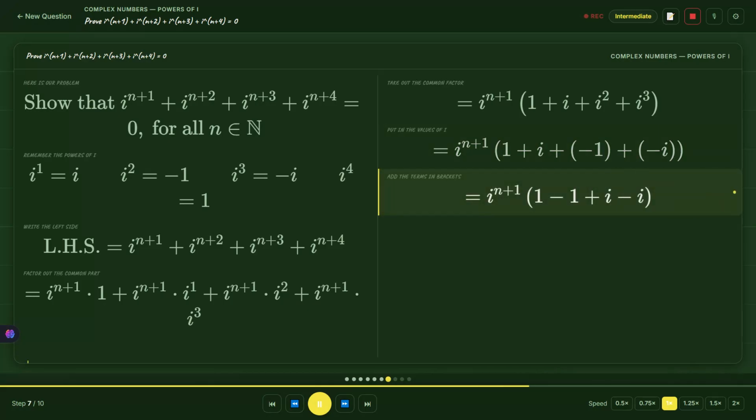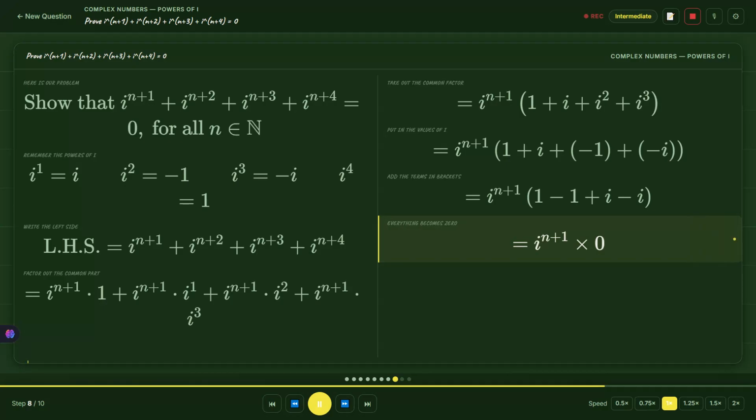Let's rearrange what's inside the brackets so it's easy to see. We have 1 and -1, they cancel each other. We also have i and -i, they cancel each other too. After everything cancels, the bracket becomes 0. So now we have i to the power n+1 times 0.